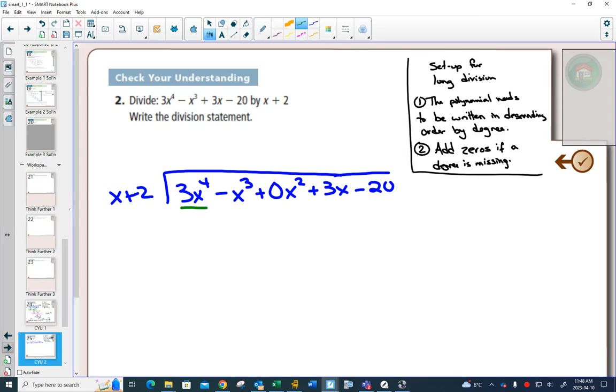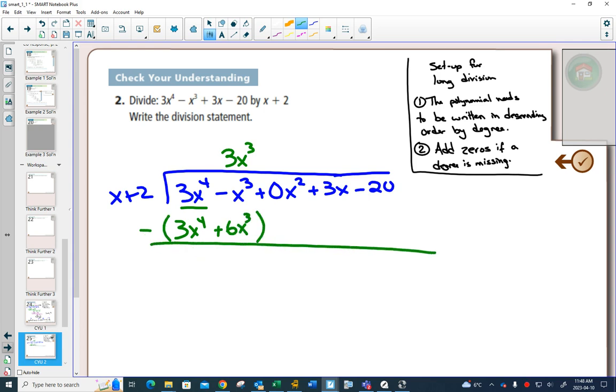So I look at my 3x to the 4. I would have to multiply by 3x cubed. So give me 3x to the 4 plus 6x cubed. Put it in brackets and subtract. This would be 0. This would be minus 7x cubed plus 0x squared plus 3x minus 20. And then your first one is a minus 7x cubed. All right, let's see how you did.